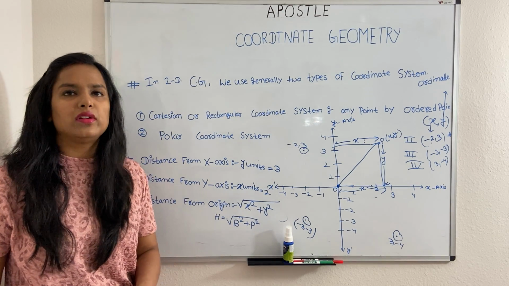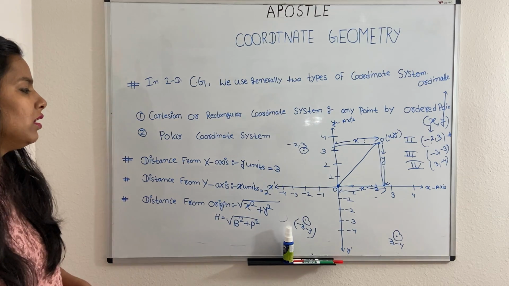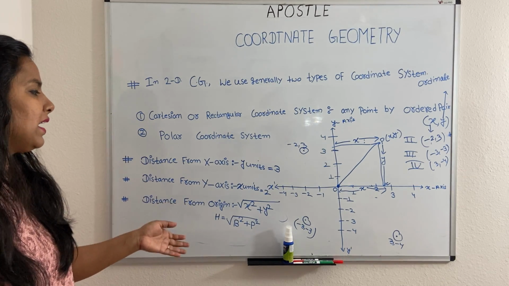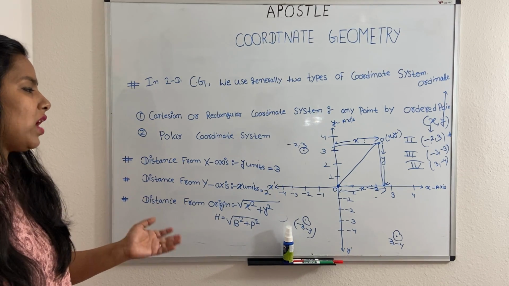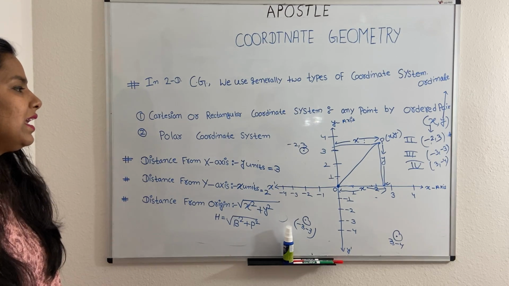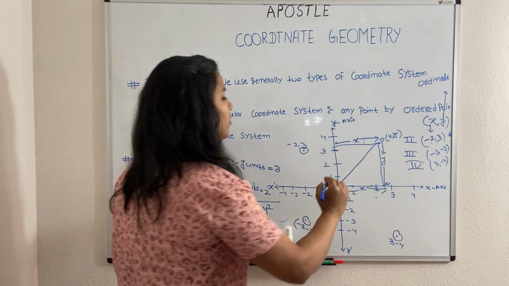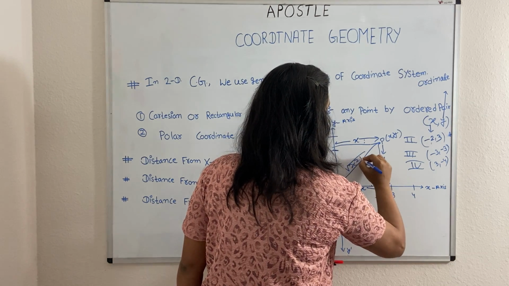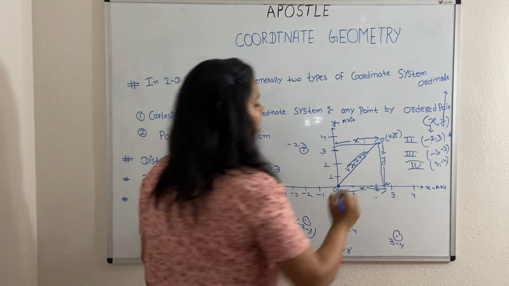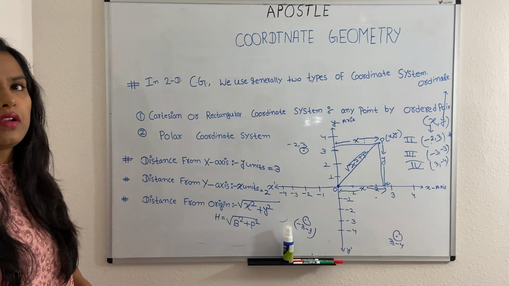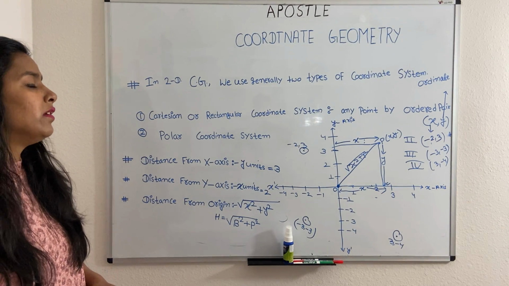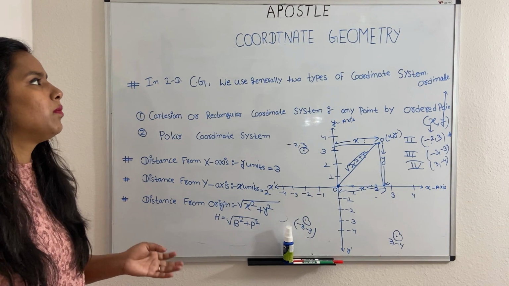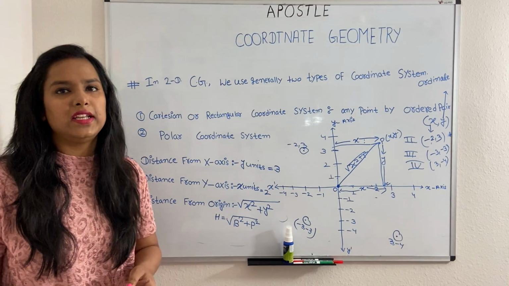If we have to calculate the distance from origin, then we can simply calculate it as x units square plus y units square. This is clear, and this is the value of the distance from origin: the square root of x square plus y square. Clear? Now this is all about the introduction of coordinate geometry.